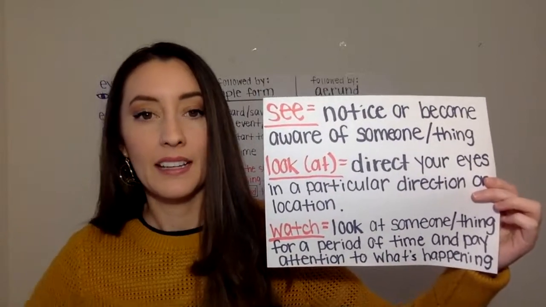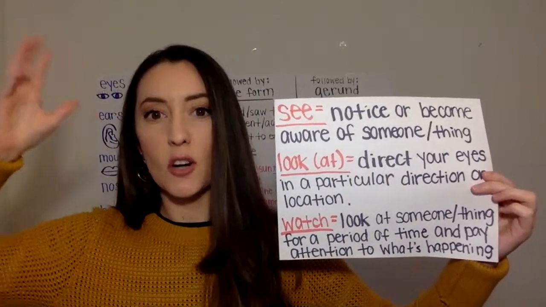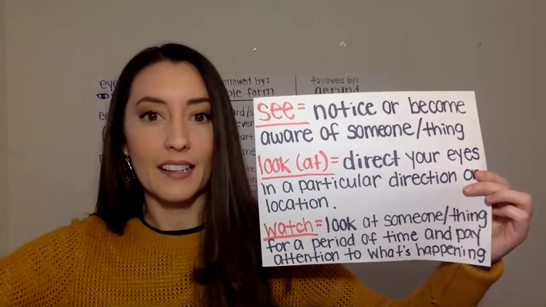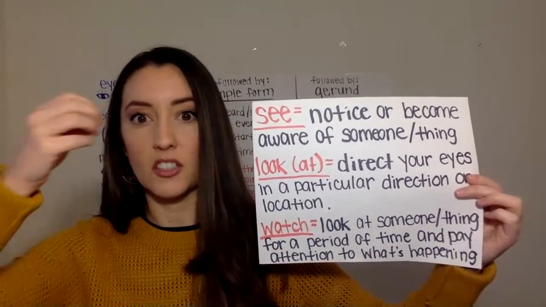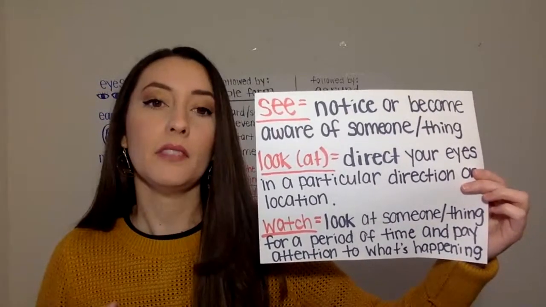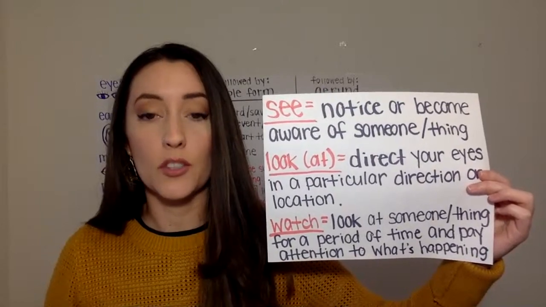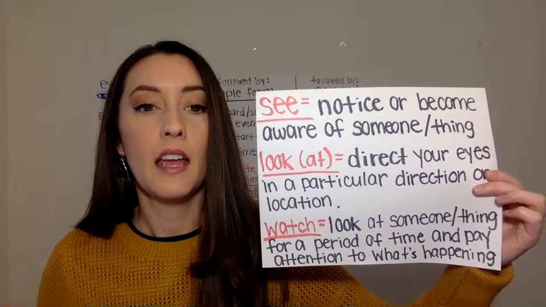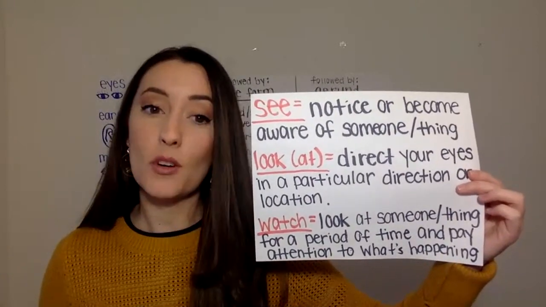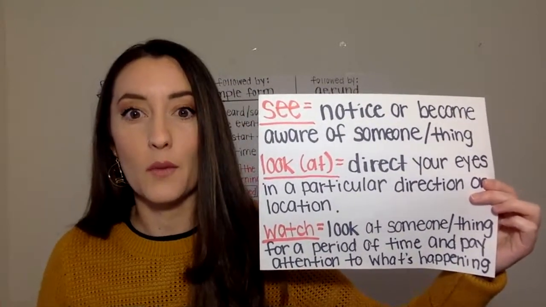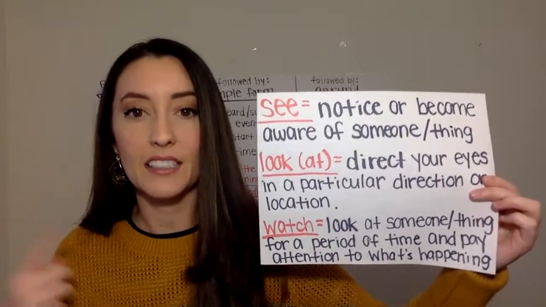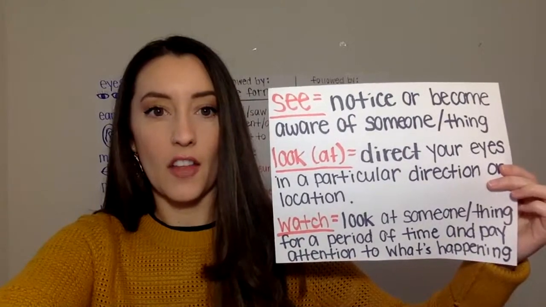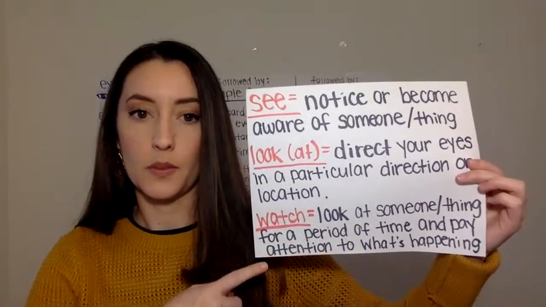So again, see is when we just notice or become aware of something, okay? Maybe we're not trying to actively see something or watch something, but it just comes into our sight. Look or look at is when we're directing our eyes to a location or a direction. And watch is when we look at someone or something for a period of time and we're actively paying attention to it. These are 3 of our sight verbs.